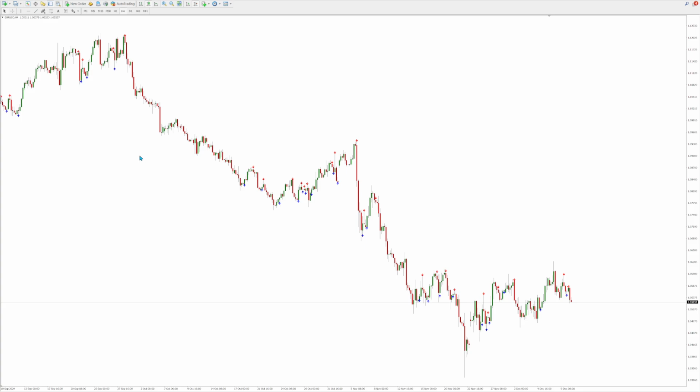So I have this indicator installed here on my MT4 MetaTrader 4 trading platform. This is a Euro Dollar 4-hour chart. I'm going to show you a simple strategy that you can use with this indicator to capture moves like this one for over 850 pips.